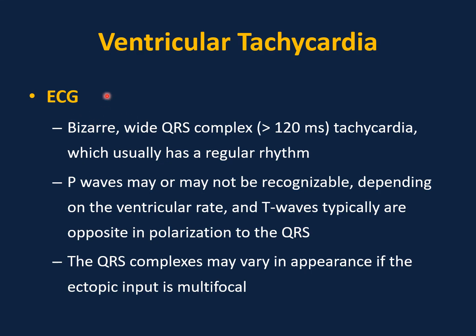ECG criteria of ventricular tachycardia: bizarre wide QRS complex tachycardia more than 120 milliseconds, which is usually regular rhythm. P wave may or may not be recognizable depending on the ventricular rate, and the T wave is usually in the opposite direction of the QRS. The QRS complexes may vary in appearance if the ectopic input is multifocal.